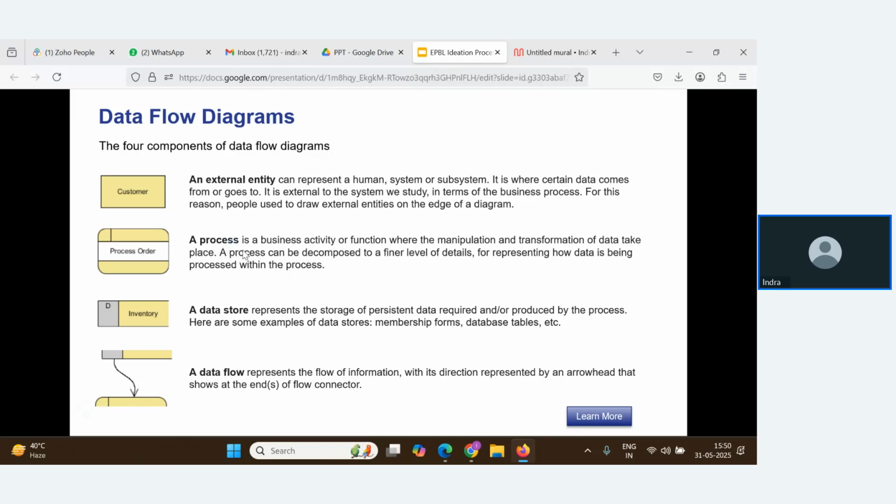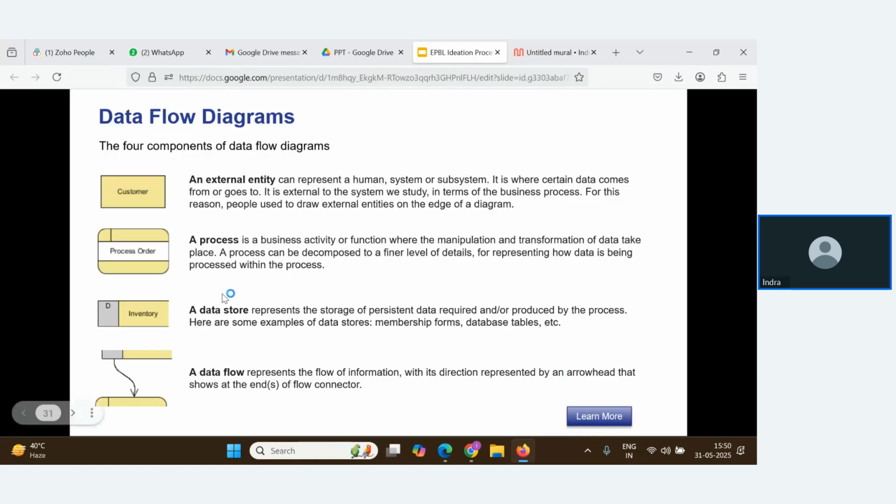Process is displayed by rounded rectangles. These are depicted with rectangles with rounded corners. This shows us the activity or the task that is happening within the system. For example, you want to verify login details, or add a product to the cart, or process the payment. All these are nothing but processes. Each process has a clear name, so try to explain what it does.